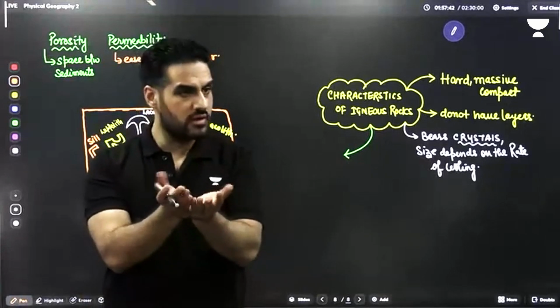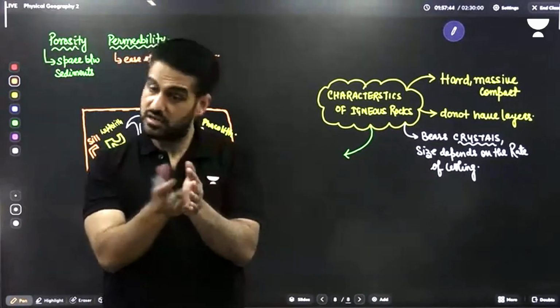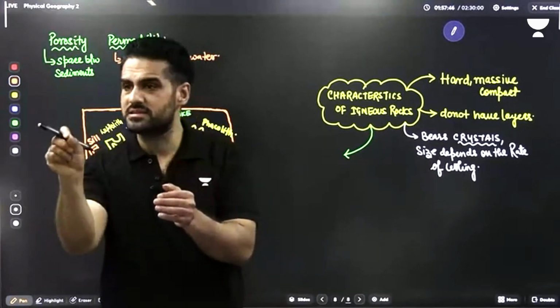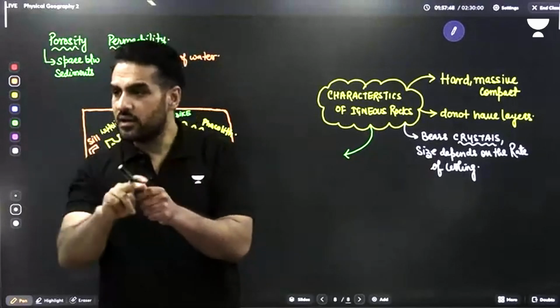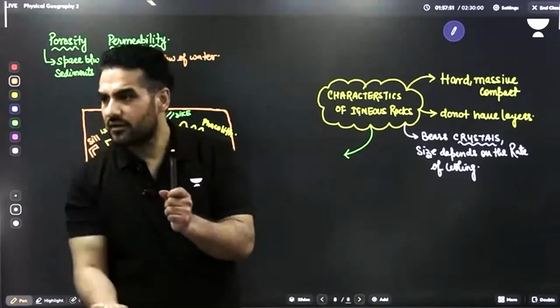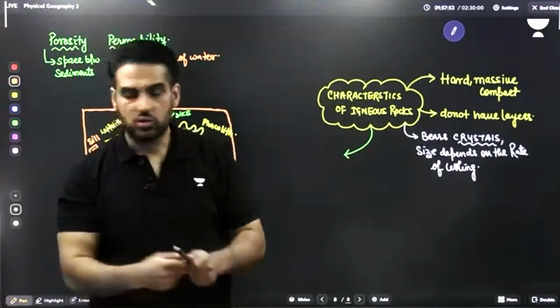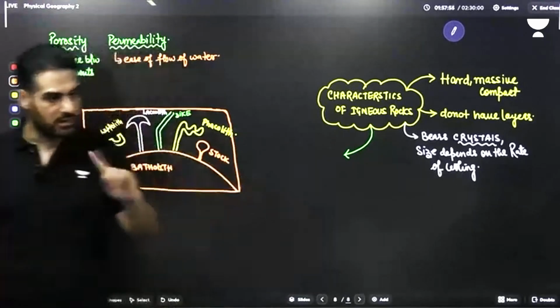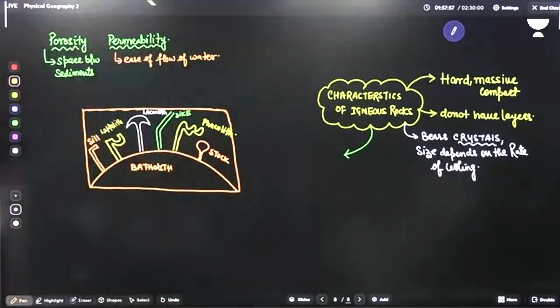In clay you observe waterlogging. Clay can be porous, but what are the pore spaces? Very fine. But what is the ease of flow of water? Less. So clay is porous but not permeable. Sand is porous as well as permeable. Am I clear with this? Is it clear? Shall I move to the next part now?